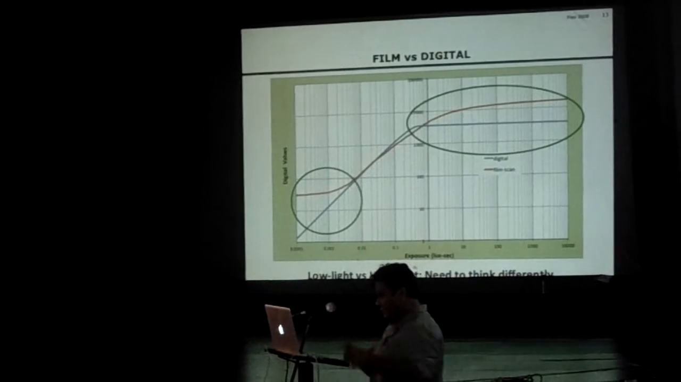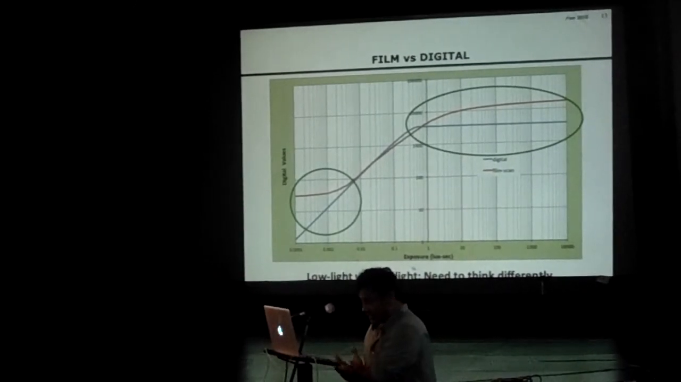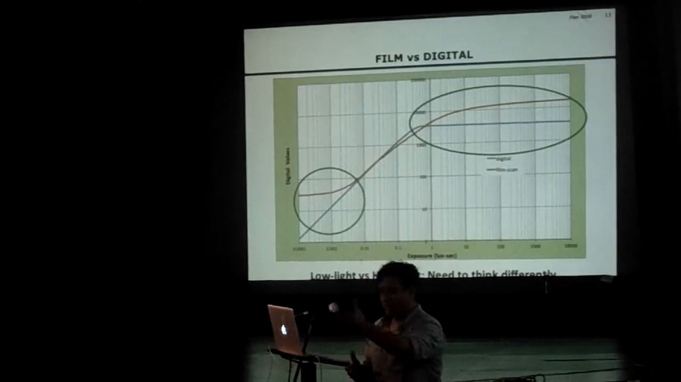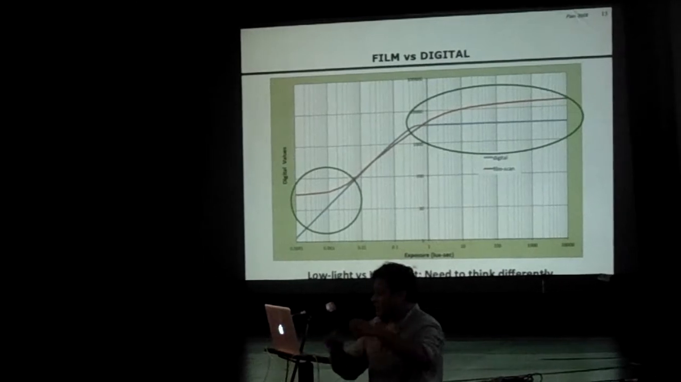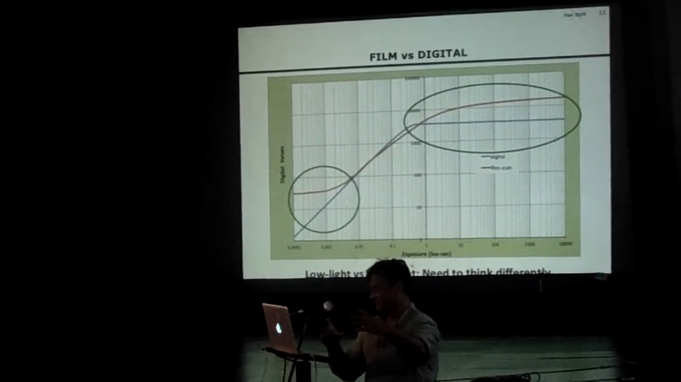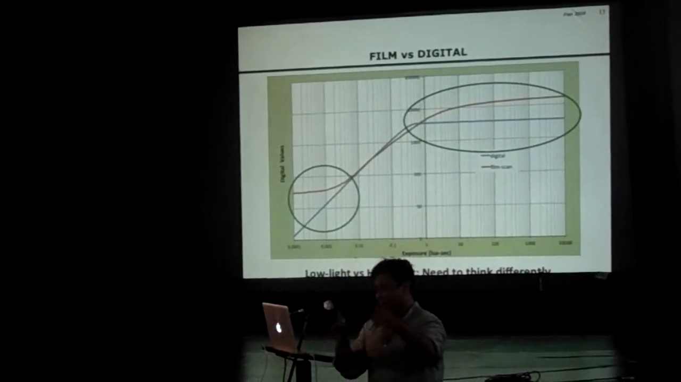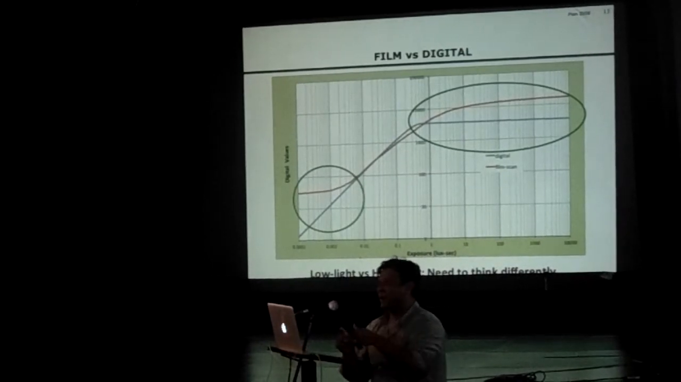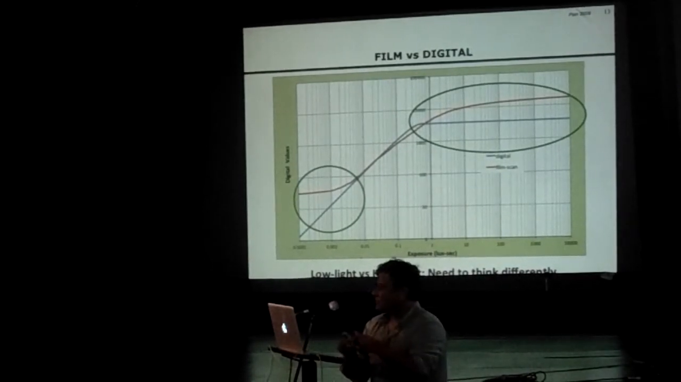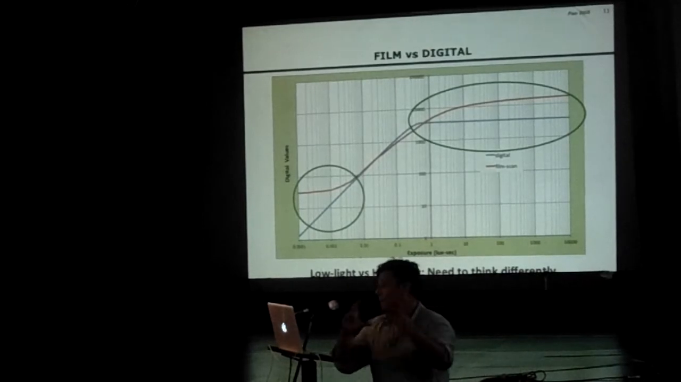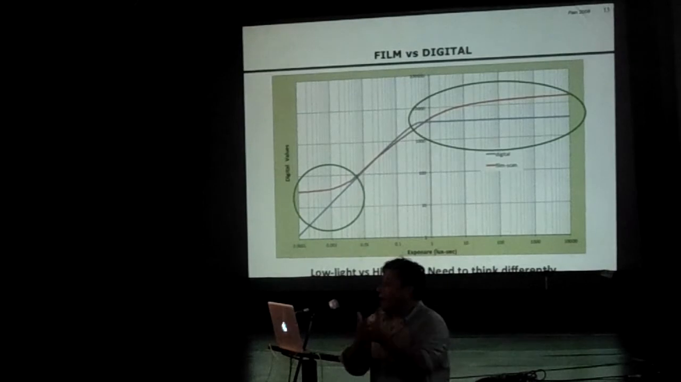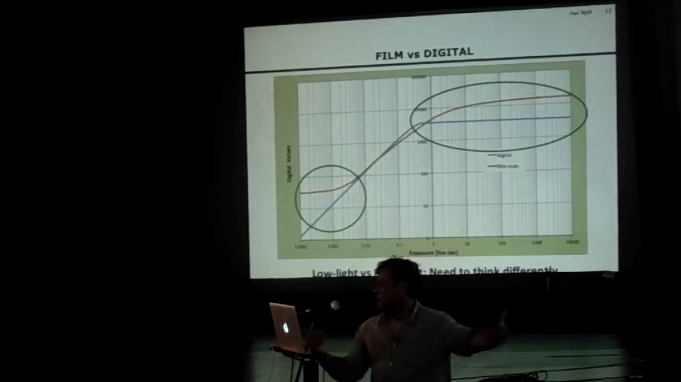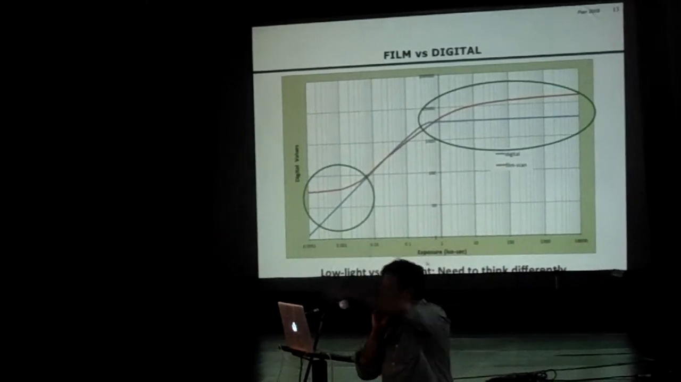Now, a digital sensor used by, say, Red or Arri or Sony is the same size or even bigger than the size of a film frame. A Red is about 27 millimeter by 14 millimeter. That's bigger than the actual imaging area in a 3-perf film. Okay, now you are doing an apples to apples comparison.